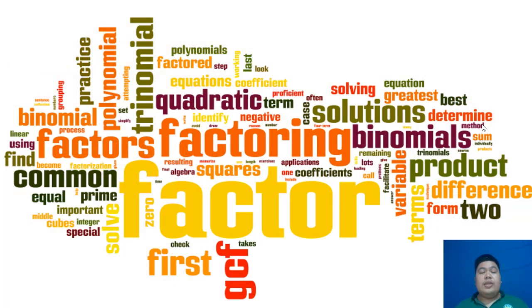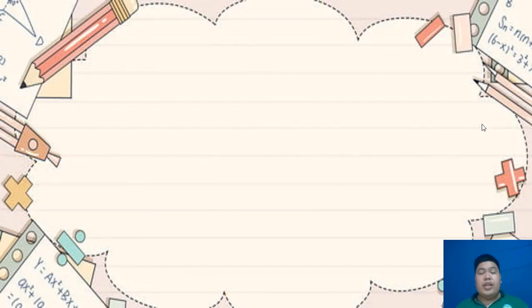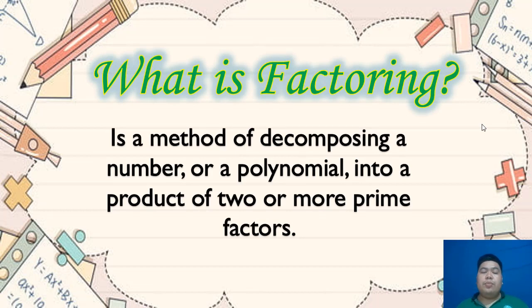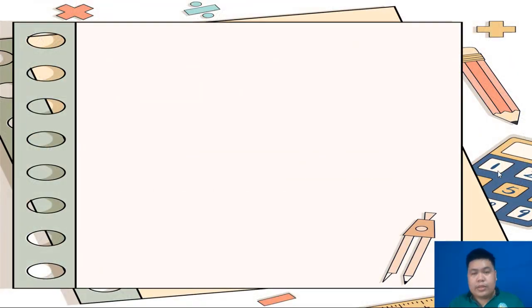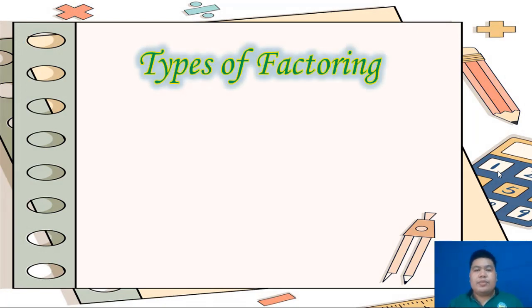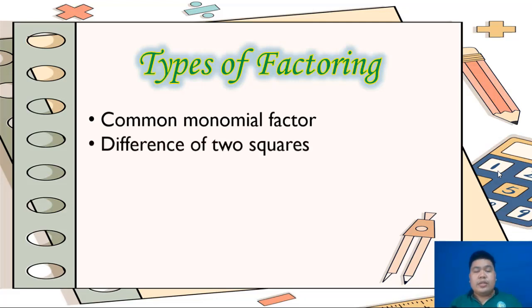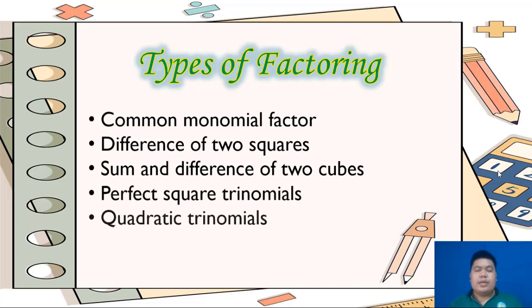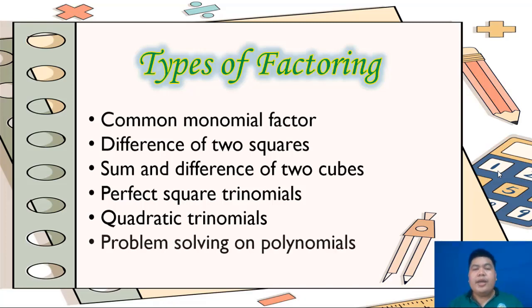So here it is, the factoring. Before we start, let's define what is factoring. Factoring is a method of decomposing a number or a polynomial into a product of two or more prime factors. Now, we have the different types of factoring. First, common monomial factor. Then difference of two squares, sum and difference of two cubes, perfect square trinomial, quadratic trinomial, and problem solving on polynomials.